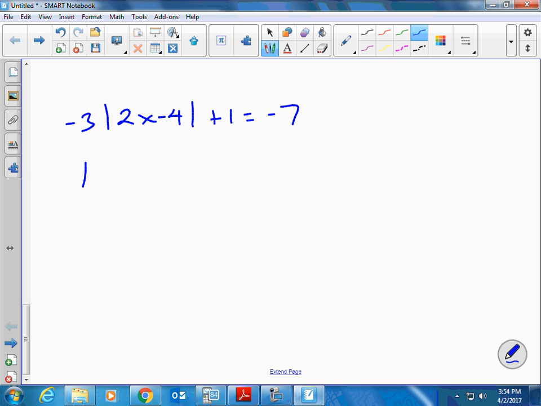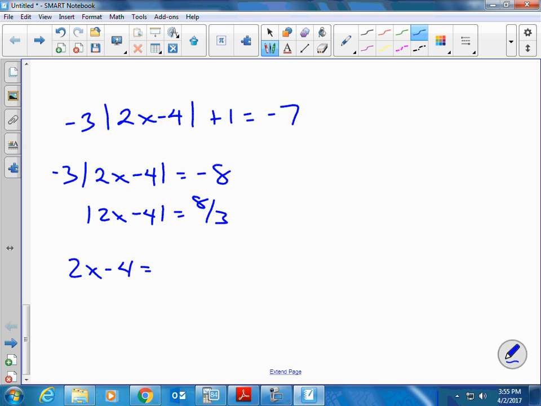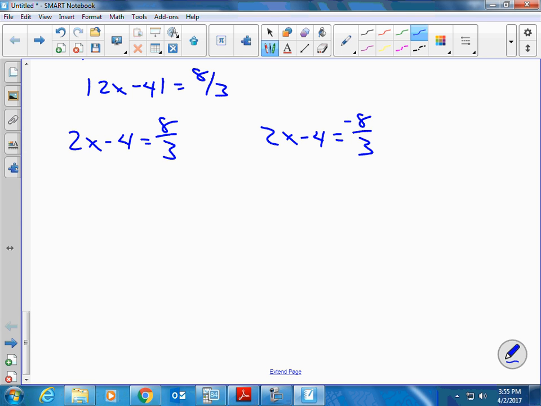First step, isolate the absolute value. I'm going to subtract 1 from both sides. Divide both sides by -3. Split that into two parts. Solve them both. See how good your fractions are. Add 4 to both sides. So I'm going to add 4 to this. Common denominator makes that 12, which makes that a 20 over 3.